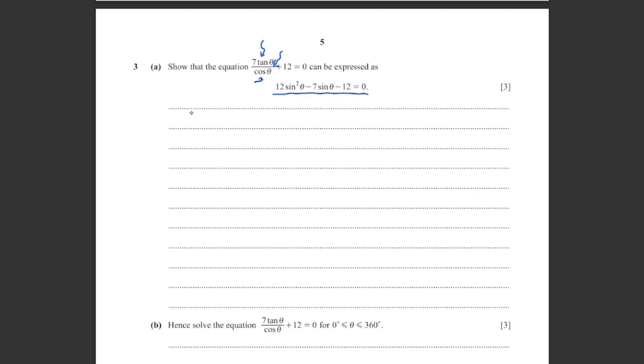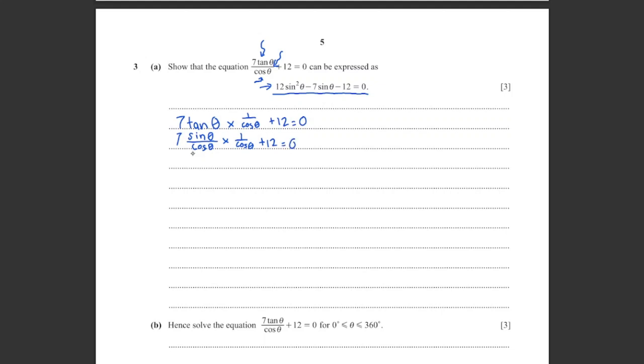So what we're going to do is, first of all, get rid of that fraction. So I guess we can write 7 tan theta divided by cosine theta as 7 tan theta multiplied by 1 over cosine theta, and then this is plus 12 equals 0. Now we can break down tan theta, because we can see we don't have any tan theta in the final answer. So we're just going to break down tan theta into sine theta over cosine theta, and this is going to be multiplied by 1 over cosine theta plus 12 equals 0.